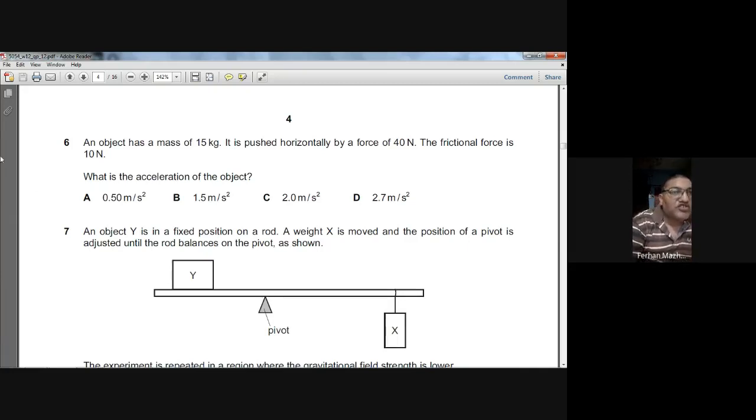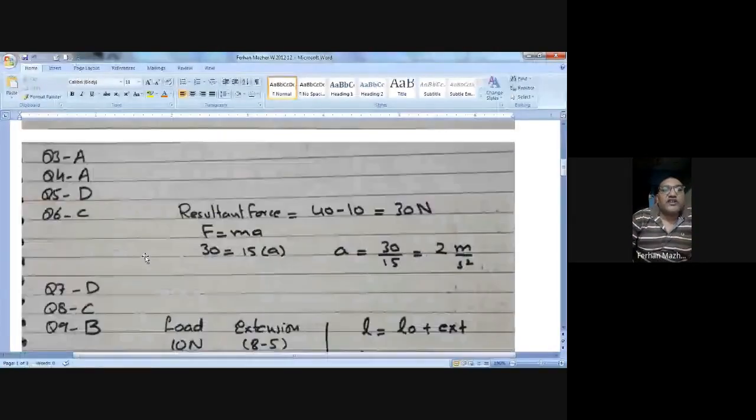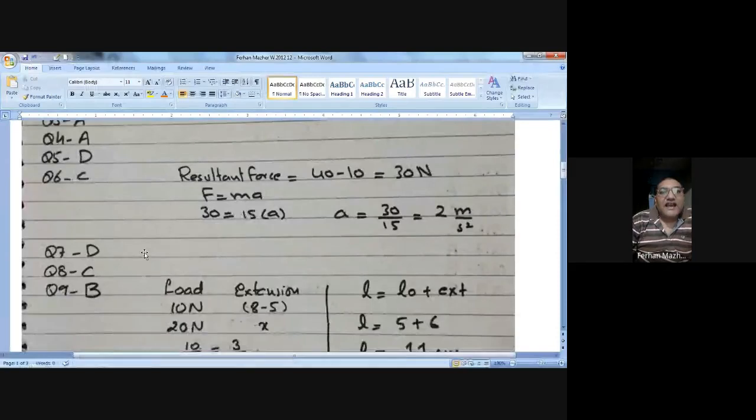If you want to see the calculation, I can show you. On your screen, you can see question number 6, and its calculation is shown. First, I calculated the resultant force. Then I applied the formula F equals ma. From there, I put the value of the resultant force and the value of the mass. And then I calculated the value of a, which came out to be 2 meter per second square. So the choice is C.